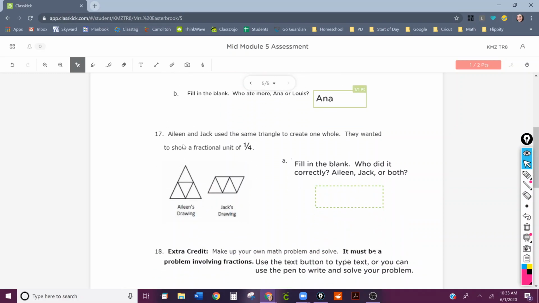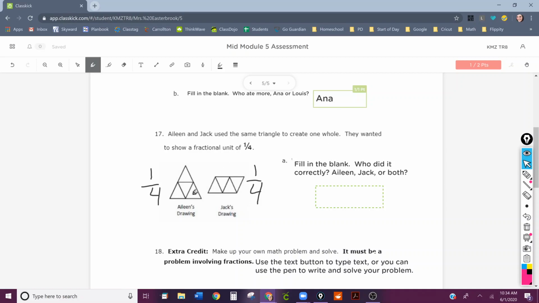Number 17, Eileen and Jack used the same triangle to create one whole. They wanted to show a fractional unit of 1/4. A, fill in the blank. Who did it correctly, Eileen, Jack, or both? Well, if you look at their triangles over here, they wanted to show a fractional unit of 1/4. Eileen has 4 pieces, so 1 piece would be worth 1/4. Jack has 4 pieces, so 1 piece would be worth 1/4.